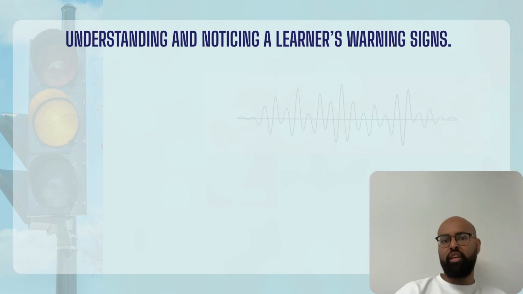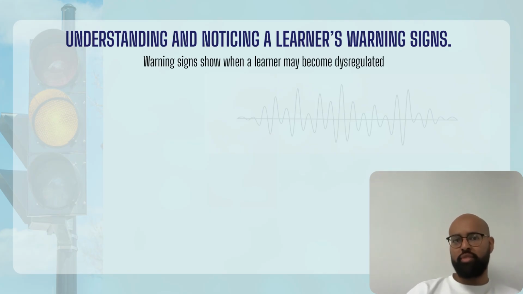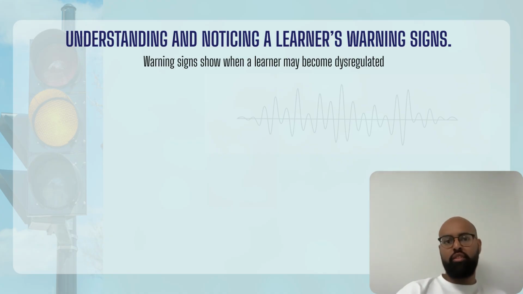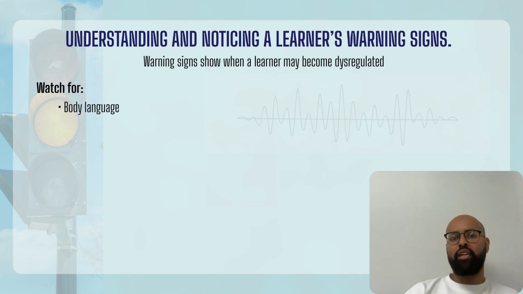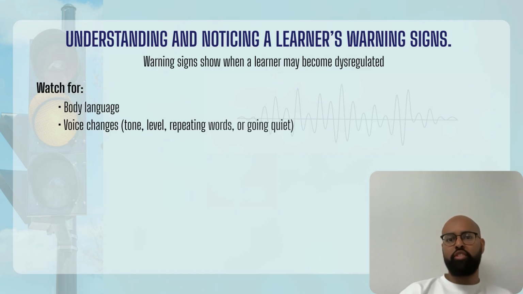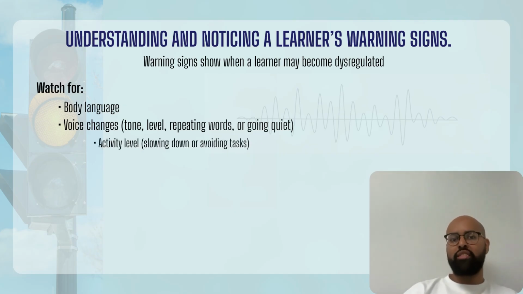Understanding and noticing a learner's warning signs. Managing behaviors also means being able to recognize when a learner is starting to become dysregulated. This is what we call an antecedent intervention, because we are identifying the early signs before the behavior fully occurs. It's important to learn each learner's unique warning signs. Pay close attention to their body language, their tone of voice, the volume or level of their voice, the words they use or don't use, and their overall activity level.